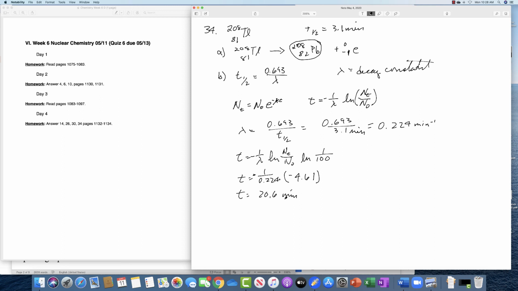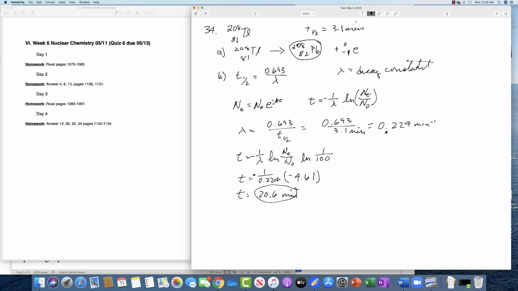So the amount of time it takes for 99% of the sample to go away is 20.6 minutes. Now if you think about it, 1 half-life it goes to 50%, 2 half-lives it goes to 25%, 3 half-lives it goes to 12.5%, 4 half-lives it goes to 6.25%, 5 half-lives it goes to 3.125%. So at 5 half-lives, you're getting pretty close to 1%. Just in your head, you can see that this is pretty close.